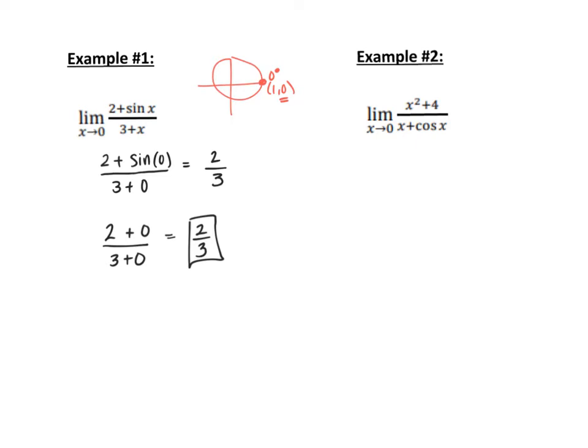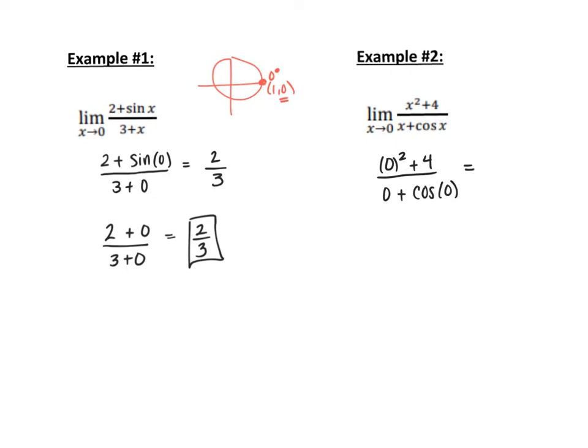All right, why don't you try example number 2 with direct substitution and see if you can get a nice pretty answer. And then hit resume when you're ready for the answer. Okay, so the numerator, we're plugging in 0 for x, so 0 squared plus 4. And the denominator, you should be plugging in 0 for x.